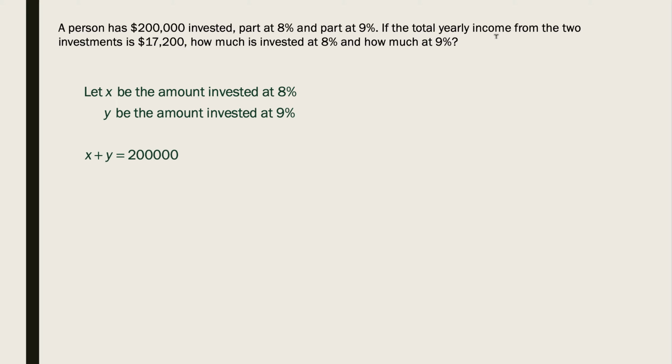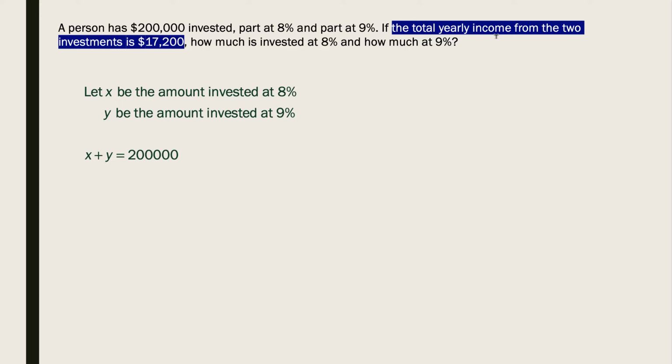Next is the trickier part, and it has to do with those rates. I know that the total yearly income for the two investments is $17,200. So going back to very simple interest, if I take 8% and I multiply it by the amount, that's going to give me how much I make at the end of 1 year. Because interest is equal to the principal, that's how much is invested, times the rate, and then times the number of years. Here we're talking about 1 year. So 0.08 times X gives me how much money I earned after 1 year.